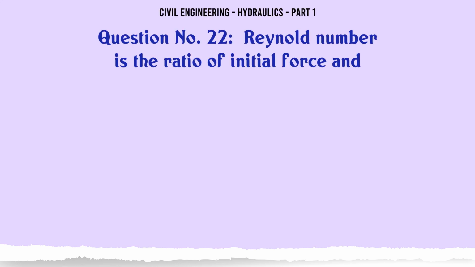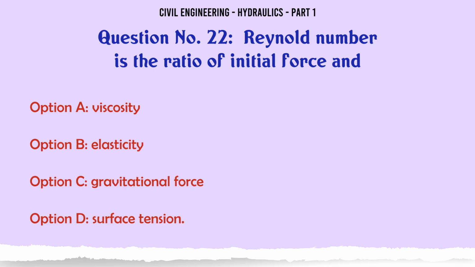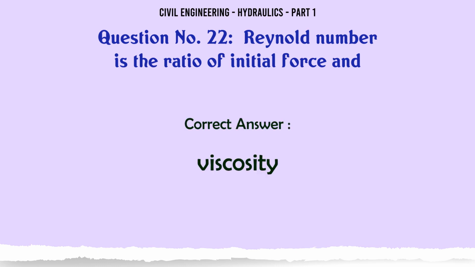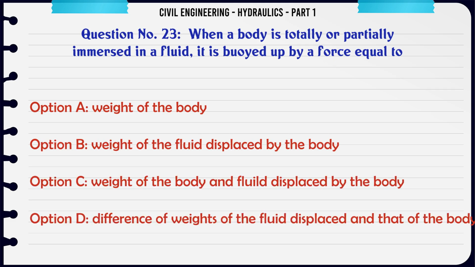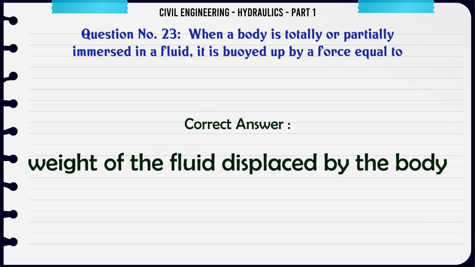Reynolds number is the ratio of inertial force and A. viscosity, B. elasticity, C. gravitational force, D. surface tension. The correct answer is viscosity. When a body is totally or partially immersed in a fluid, it is buoyed up by a force equal to A. weight of the body, B. weight of the fluid displaced by the body, C. weight of the body and fluid displaced by the body, D. difference of weights of the fluid displaced and that of the body. The correct answer is weight of the fluid displaced by the body.